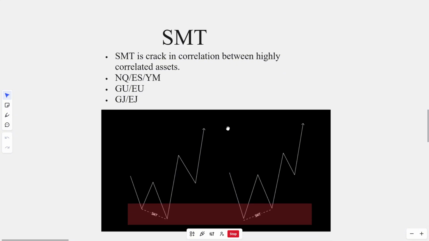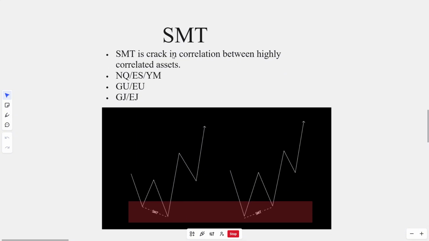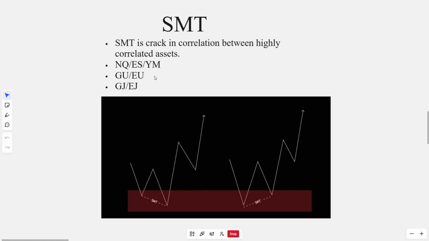So what is an SMT? SMT is a cracking correlation between two highly correlated assets. This could be NQ, ES, YM, GU, EU, GJ, EJ. These assets here are positively correlated. I don't usually trade negatively correlated, but there are, like NQ to the dollar index, negatively correlated. But I stick to positively correlated because I trade NQ and ES most of the time.